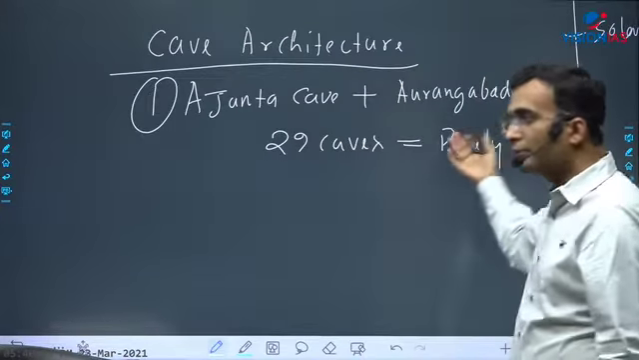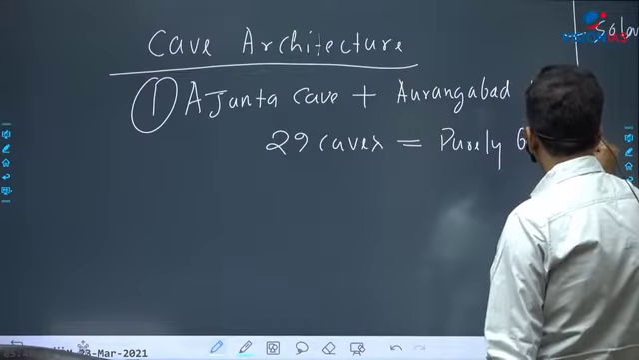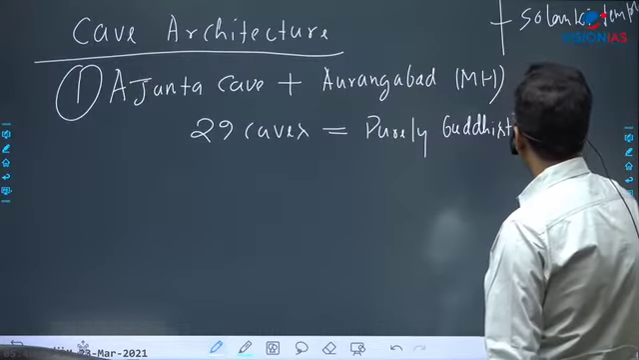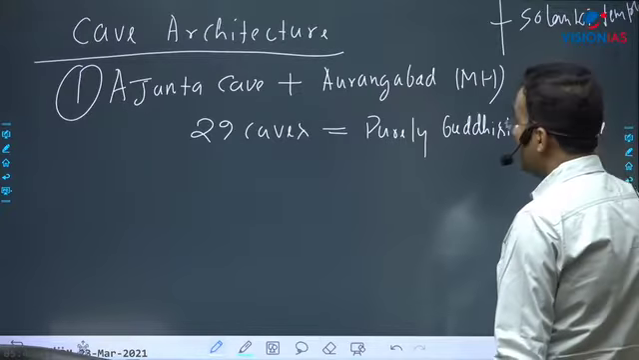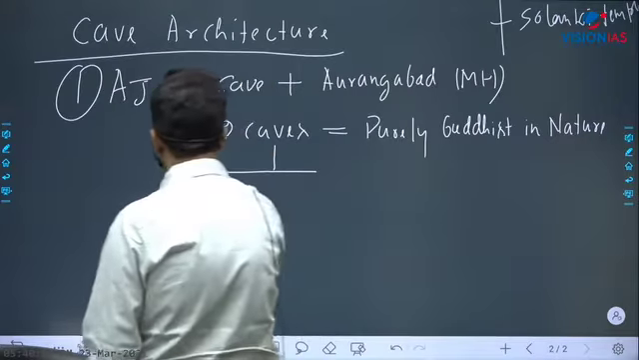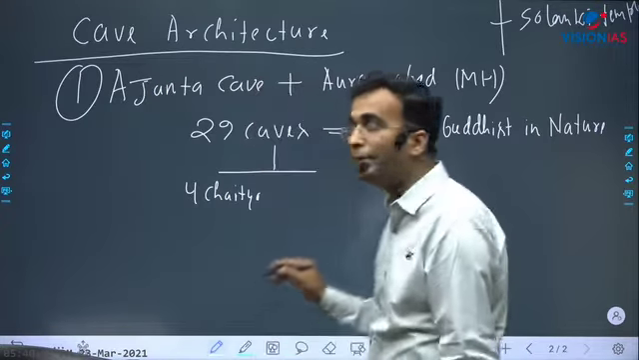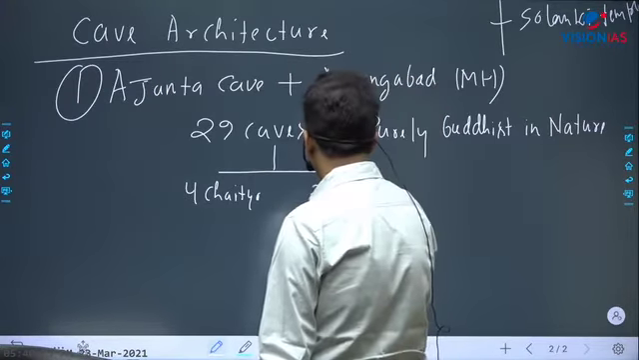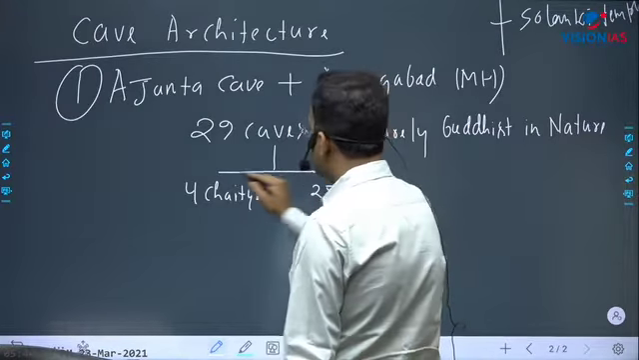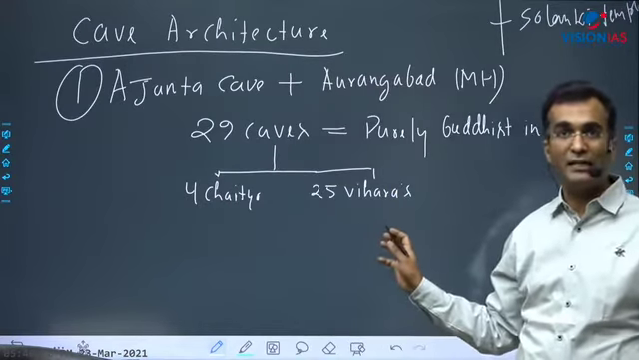While I'm writing, you can also write simultaneously. So it is purely Buddhist in nature. Then these 29 caves, there are 4 Chaityas in this one, and this Chaitya concept we understood in the post-Maurya period. So 4 Chaityas and 25 Viharas. So 4 worship places and 25 shelters.